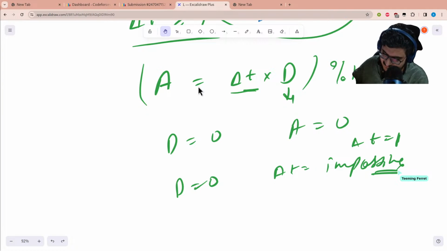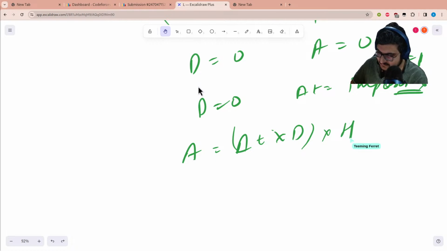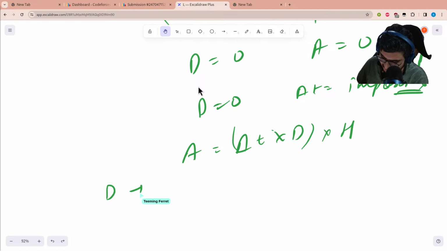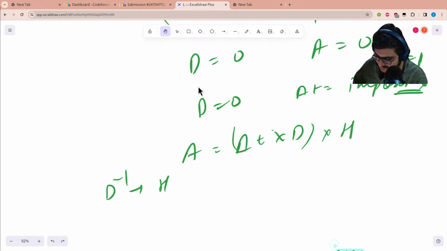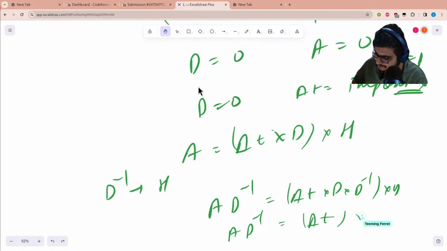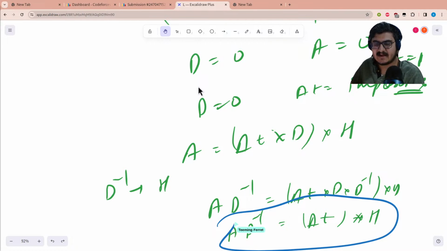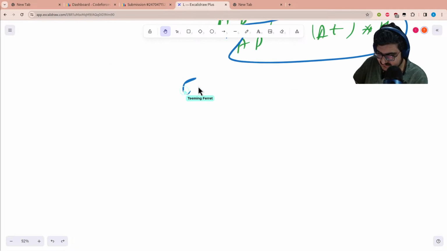Essentially what you need over here is, if there exists an inverse of d with h, then you can multiply this equation by d inverse, which would be a delta t into d inverse into h, and a d inverse would be delta t into h. I was trying to solve it like this, but had some bugs left and right. Or the other way can be extended gcd.